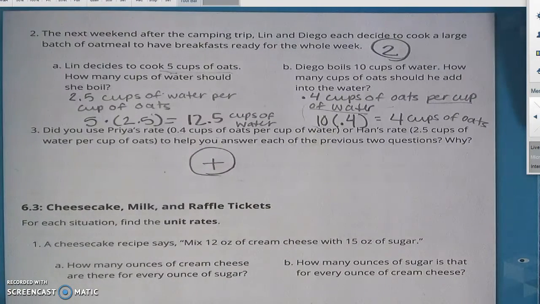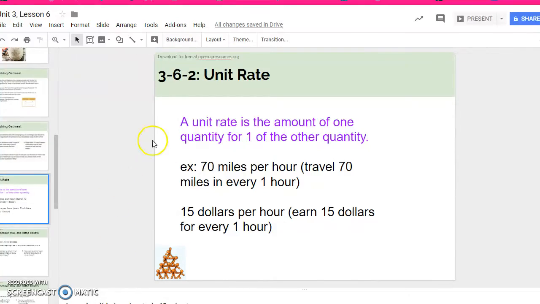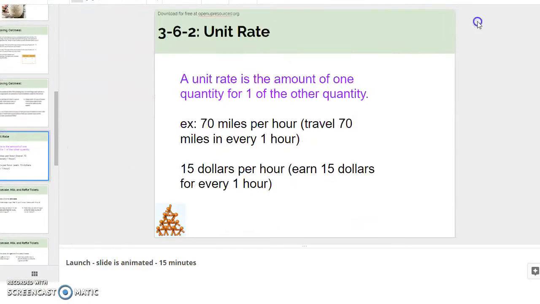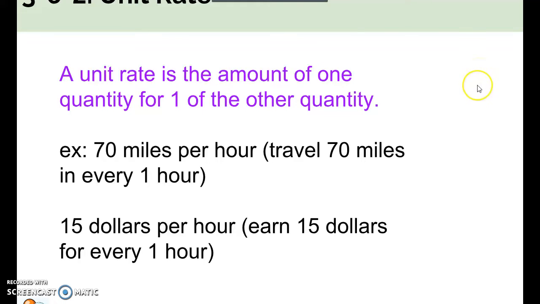So then I want to go back to my slide for just a second and give you a clear definition for unit rate. A unit rate is the amount of one quantity for one of the other quantity. Examples, pretty familiar on the highway with 70 miles per hour, which means 70 miles for every 1 hour. Or at a job, you might make $15 per hour. That means you earn $15 for every 1 hour.